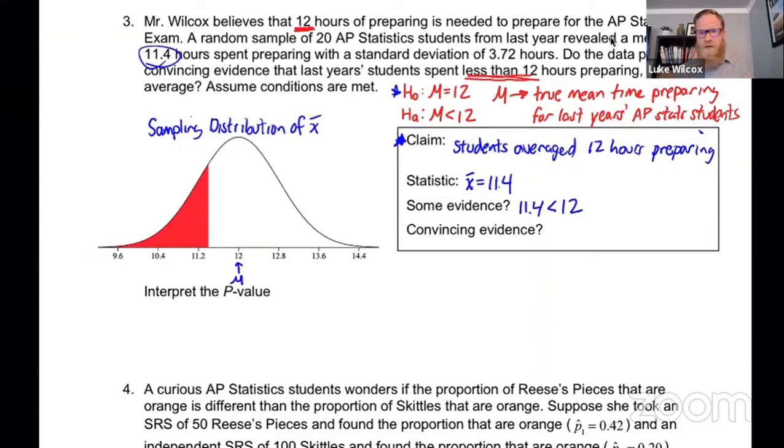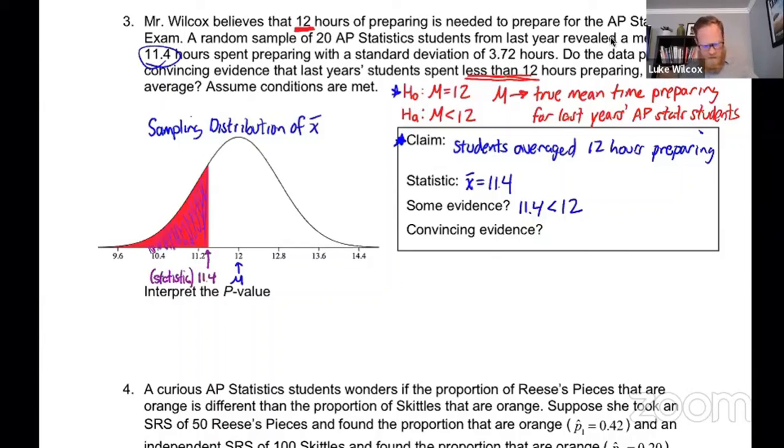Now, the next thing we need to do is to identify our statistic here, which was 11.4. That's this value right here. That is our statistic based on our sample of 20 students. And in order to get the p-value, we need to know how likely is it that we would get that value for the statistic or farther from what's expected. In other words, we want all of this area underneath the curve.